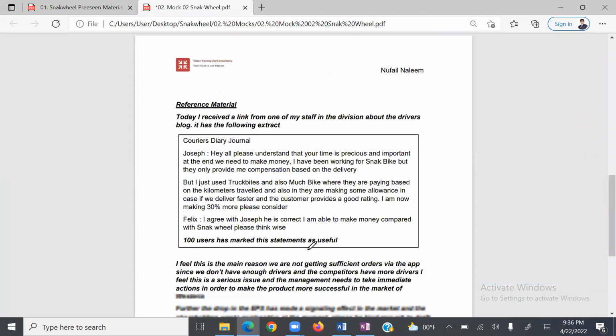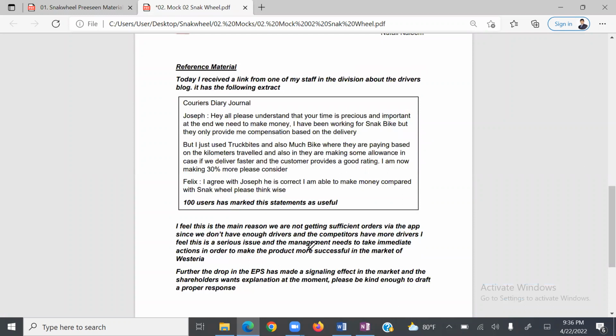So let's see here the reference material. I believe the reference material is visible. Today I received a link from one of my staff in the division about the driver's blog. It had the following extract. Courier Diary Journal, Joseph is one of the drivers.